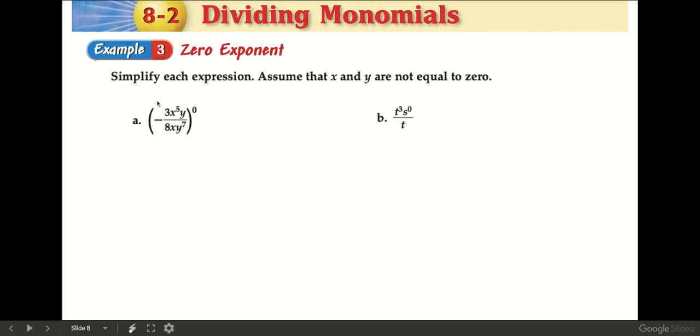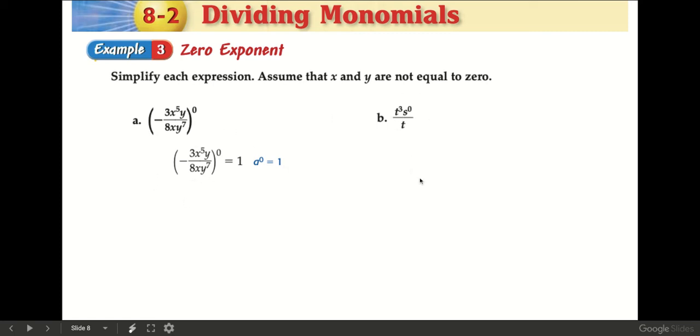So let's look at A here. A says negative 3x to the fifth y over 8xy to the seventh, all to the 0 power. Some people might look at that and say, whoa, that looks really complicated. But look, everything inside is raised to the 0 power. And based off the rule we just talked about, anything to the 0 power will always be equal to 1, right? So regardless of what is being taken to the 0 power, it's always going to be equal to 1 because anything to the 0 power is 1. So that first one was a pretty easy one.